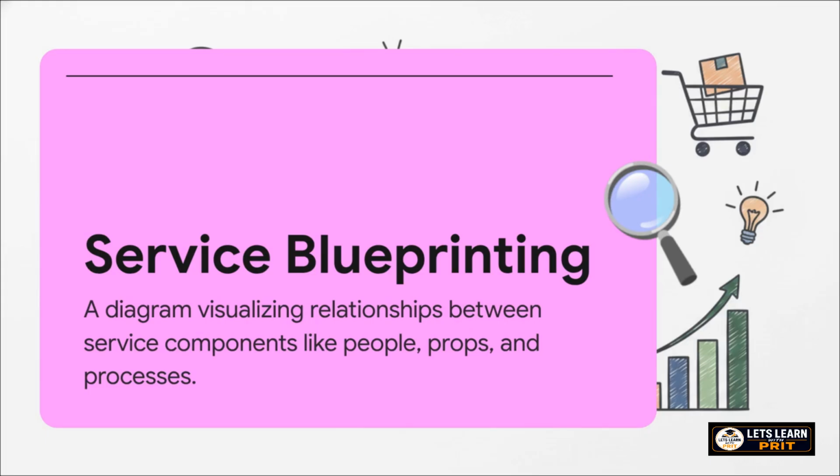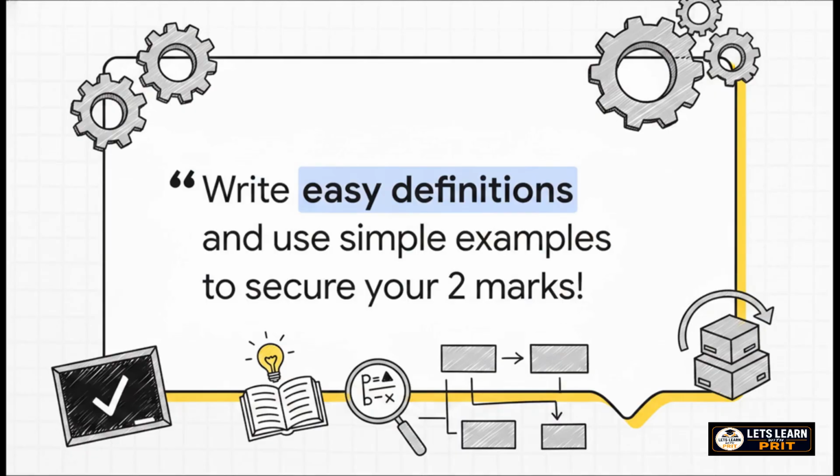Just list them out. So, the golden rule for this section? Write easy definitions and use dead simple examples. Boom, 2 marks secured. Also, memorize basic formulas, like the inventory turnover ratio. That's just cost of goods sold divided by average inventory. Write the formula, define the variables, and get your marks.